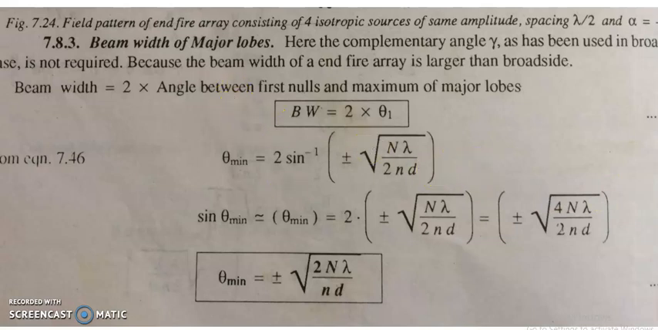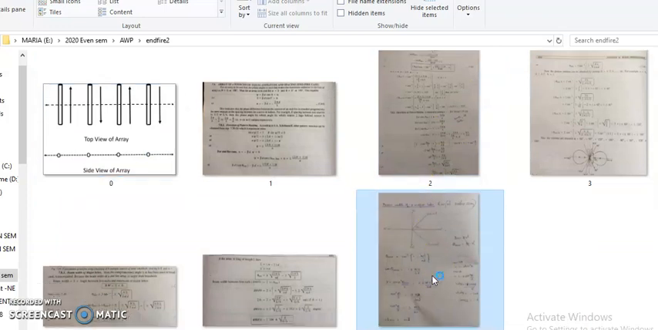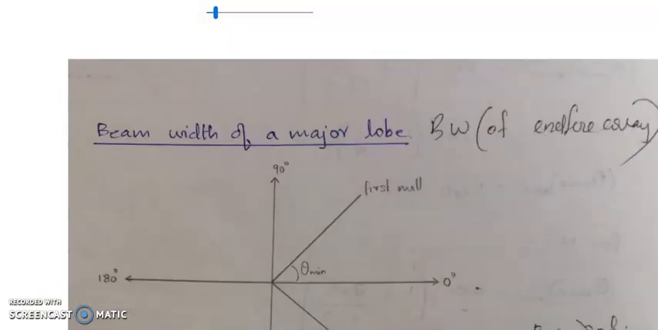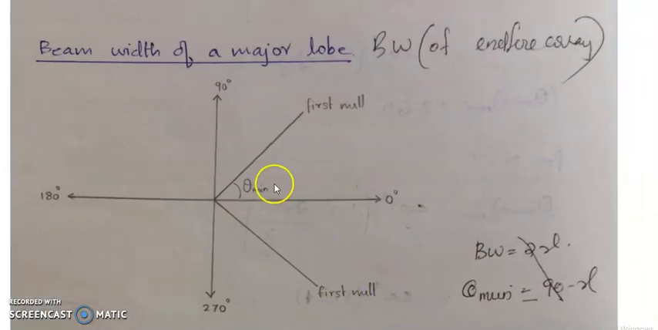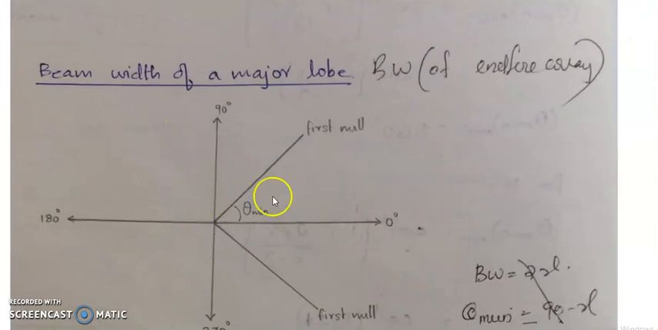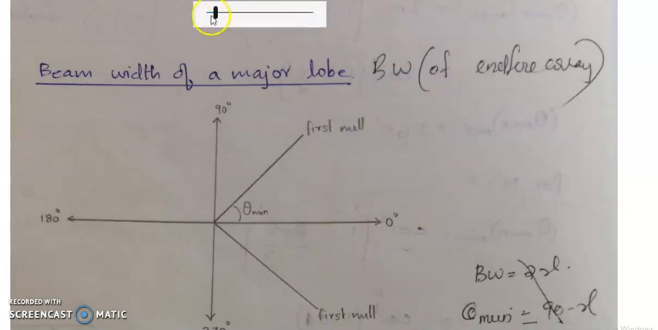Now beam width of major lobes. Okay, for that I will show you how we are finding it in this case. Look at this figure. How do you find the beam width of a major lobe in the other case? In the case of broadside, it was between this and this, right? But here the first null is here, and in the same way as the other one, you are finding it here also. So we have to find the beam width.